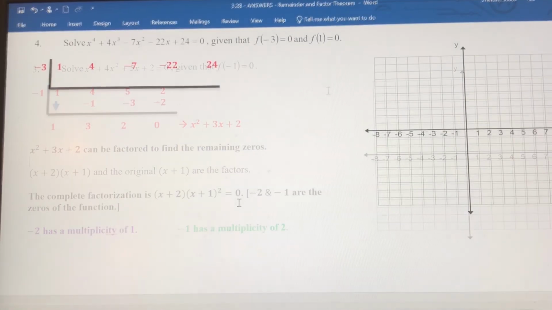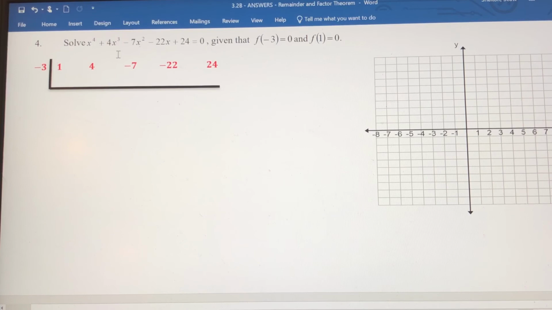Let's move on to number 4. This is a little more complicated. We've got a 4th degree polynomial expression. There's 5 terms here. In this case, we're actually given 2 zeros. We might need both of those to completely factor this. We might not. You'll know after you do the first synthetic division here if you need to keep going. So we'll get to that in just a second.